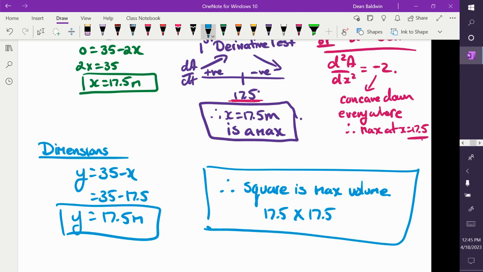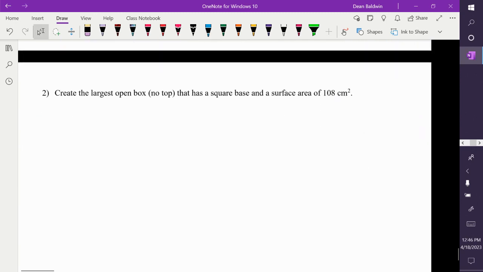All right. Okay. Flip the page. Let's do the one on the next page. So we're going to increase the level here. All right. Create the largest open box, so no top, that has a square base and a surface area of 108 centimeters squared. Okay. So I draw a picture.